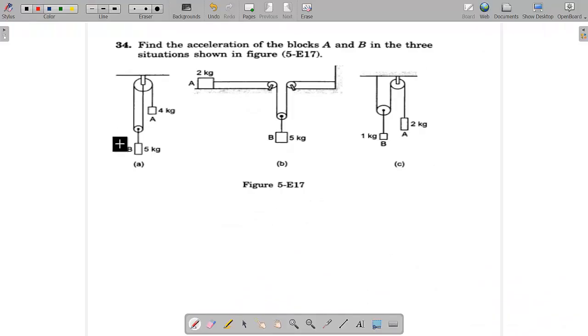So how are you going to proceed in this? There are two blocks in each of the questions. Three different situations, I mean, three different questions are there actually. So you need to find the acceleration of both the blocks. How are you going to proceed? Last time I told you how you have to start doing these questions, the way you have to proceed in these questions.